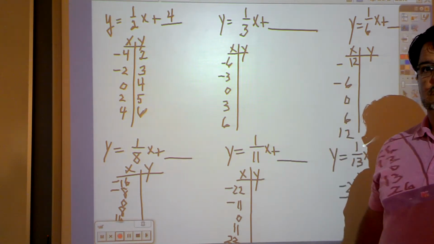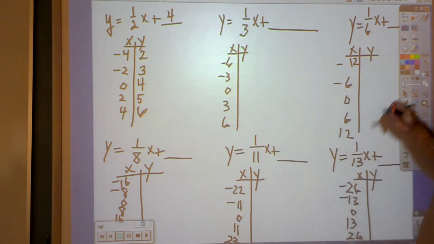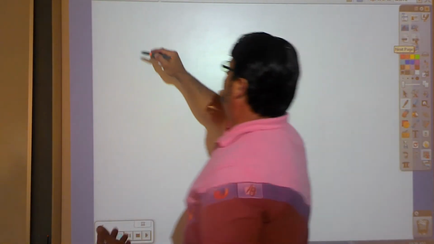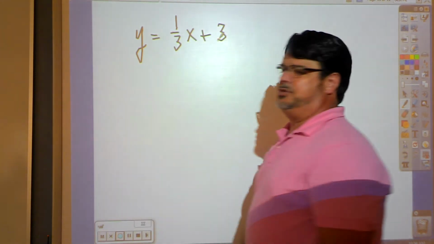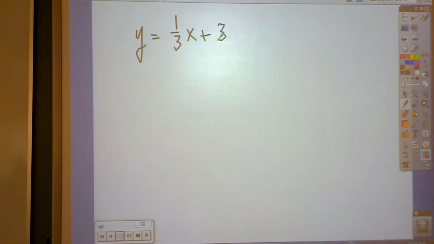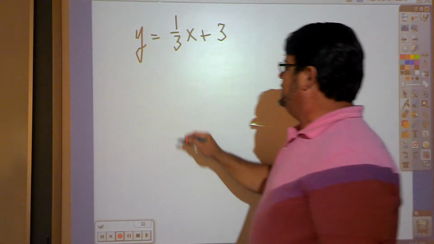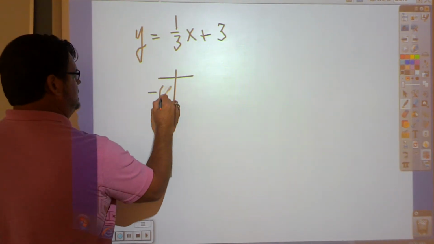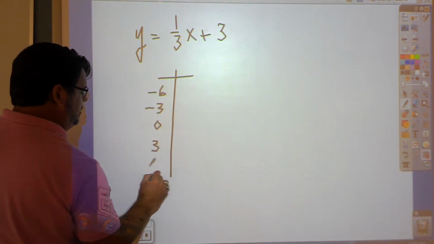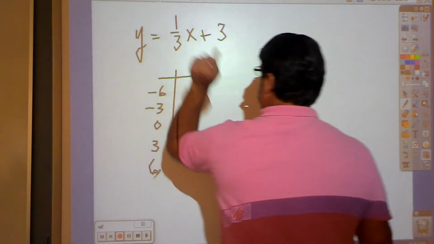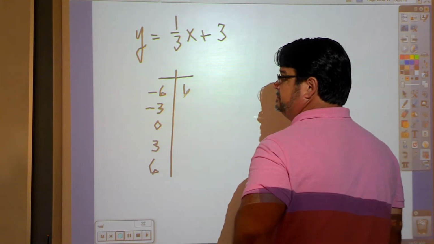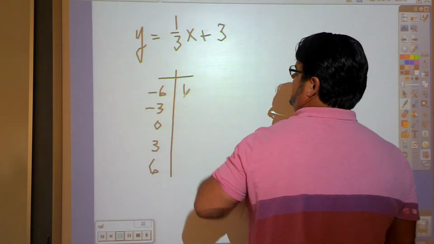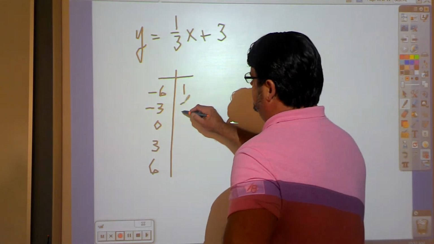But you can put any number in the blank, right? Yeah. Let me give you another. Y is equal to 1/3 x plus 3. There's your example right there. So what would you use? Multiples of 3. What would that be? -6, -3, 0, 3, and 6. Now plug and chug. -6 divided by 3 is -2. -2 plus 3 is 1. Negative 3 divided by 3 is negative 1, plus 3 is 2.